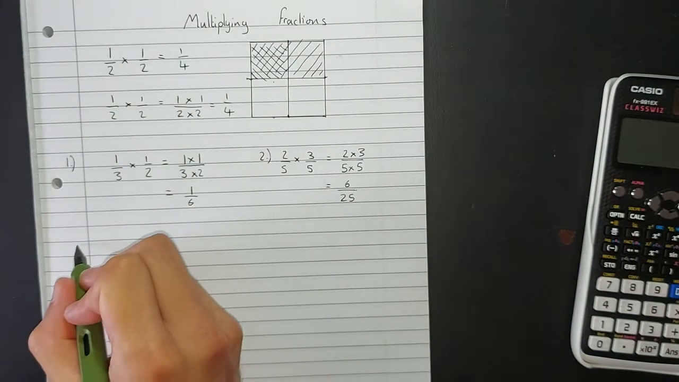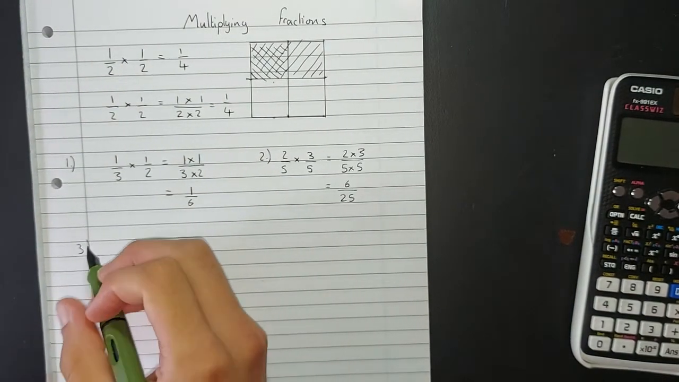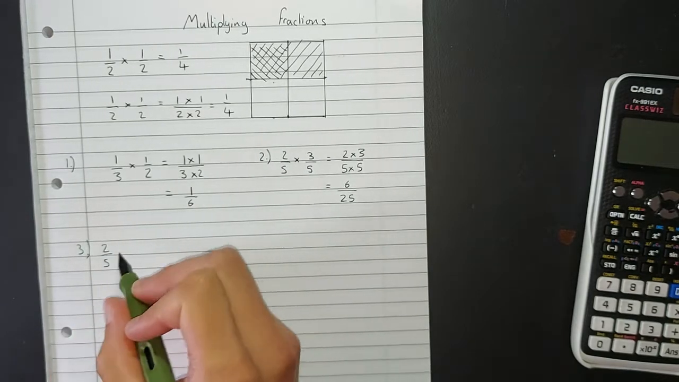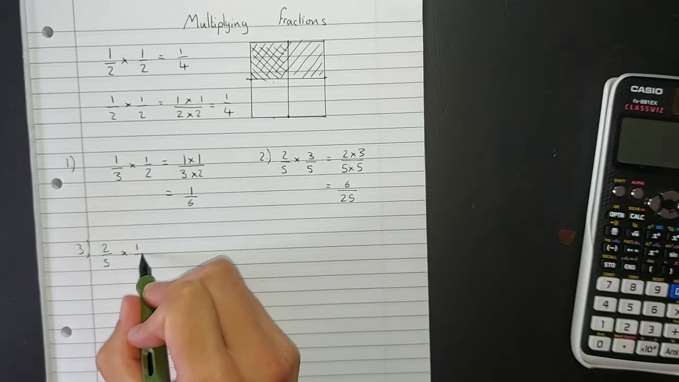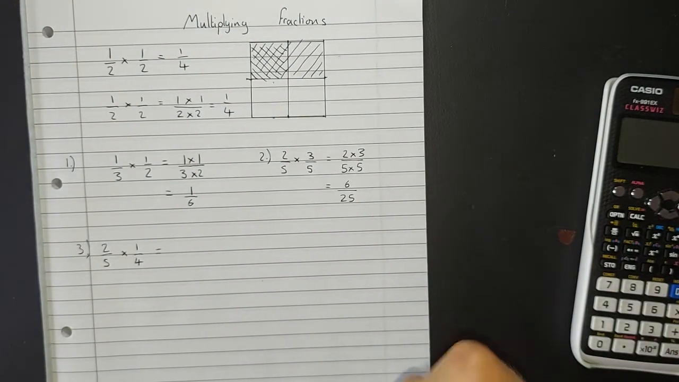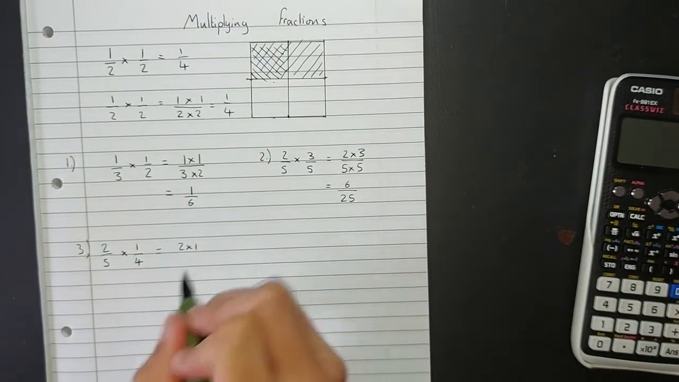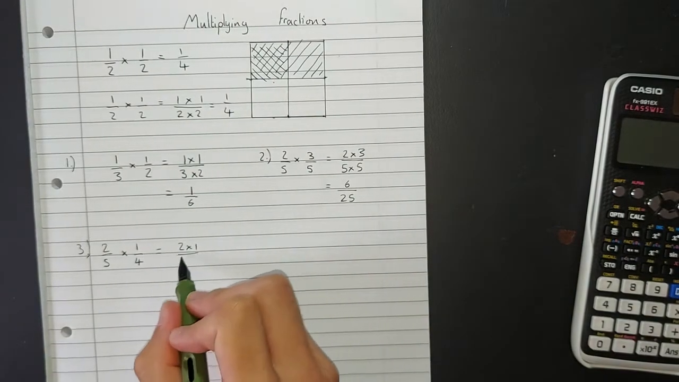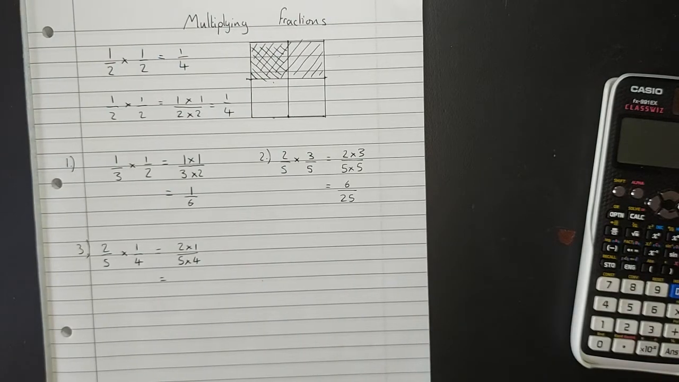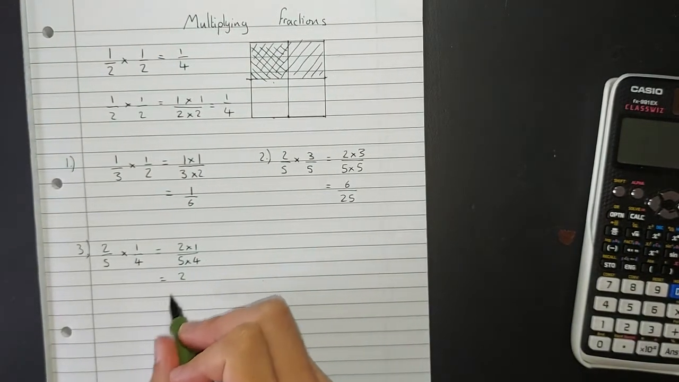Let's have a third one. So we're going to have 2 over 5 multiplied by 1 over 4, or a quarter. Okay, same rule applies. Multiply the top together and multiply the bottom together. 5 times 4. Okay, so now we have 2 times 1 is 2. 5 times 4 is 20.